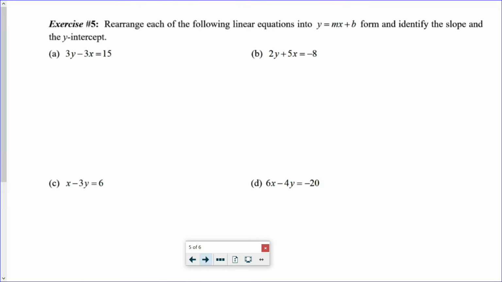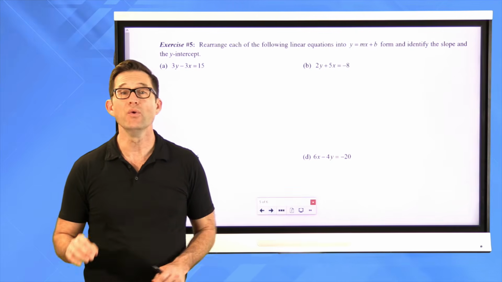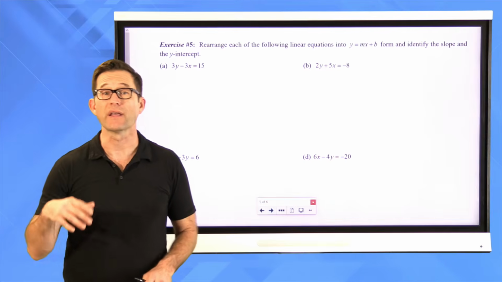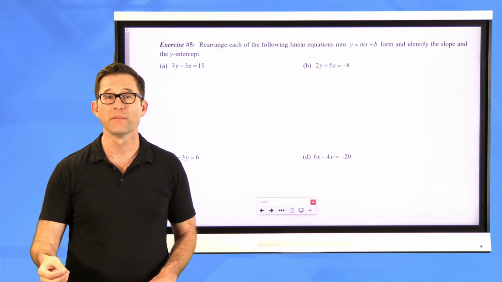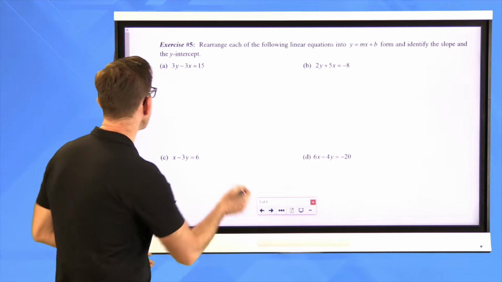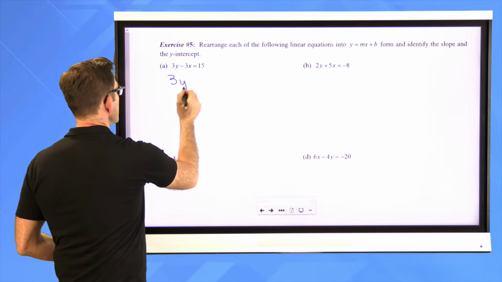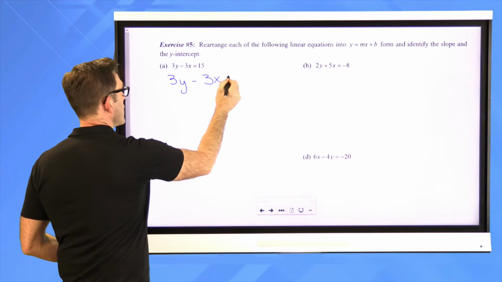Rearrange each of the following linear equations into y equals mx plus b form and identify the slope and the y-intercept. Okay, I want you to look at this really as solving these equations for y. I want to get y all by itself. So let's take a look at letter A.